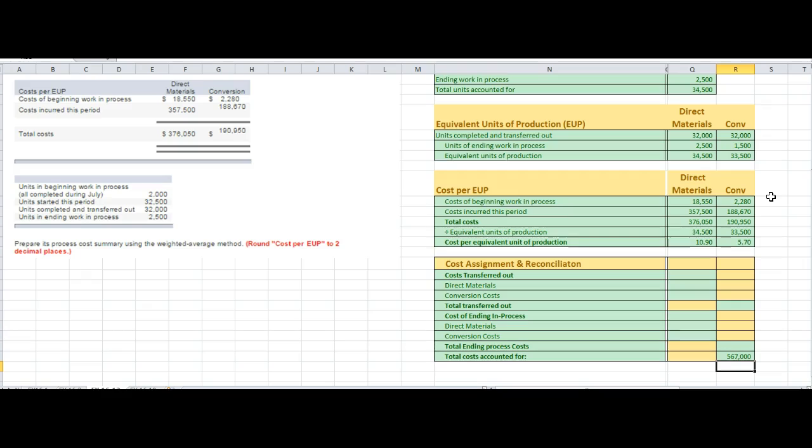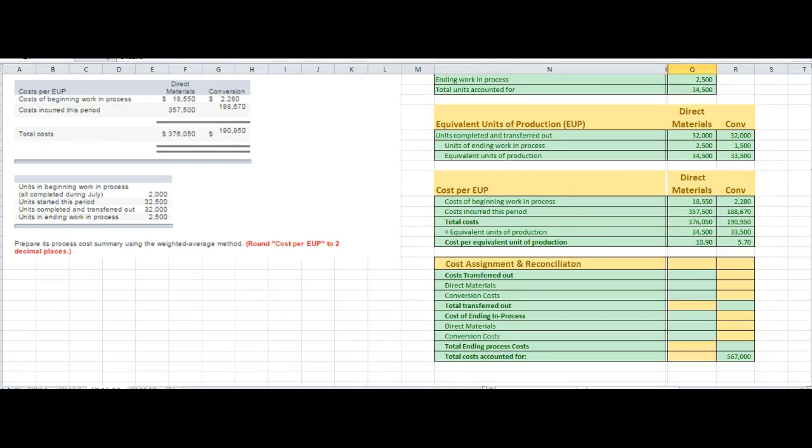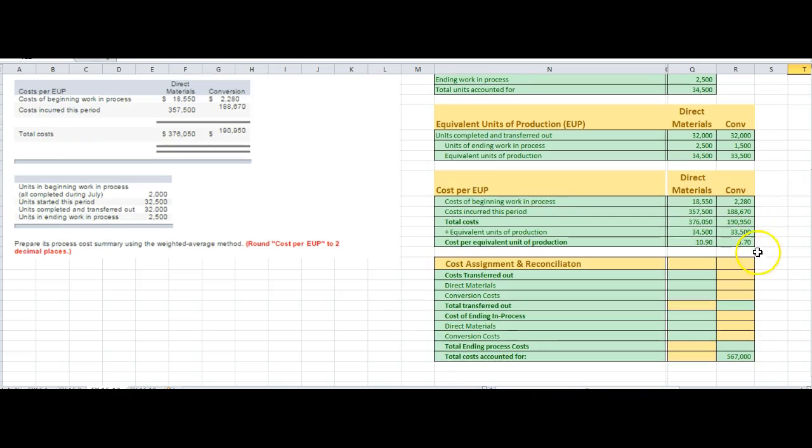Did I do something wrong? Surely not. No, there it is. So it should match. Those two numbers should match. So let's put some numbers in here and see if they do.